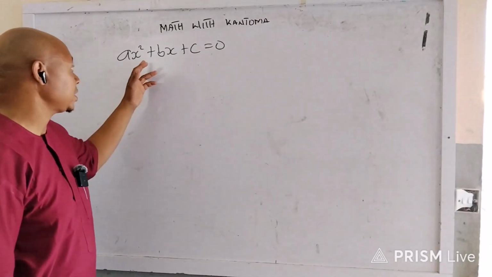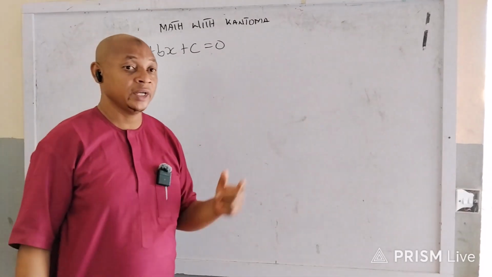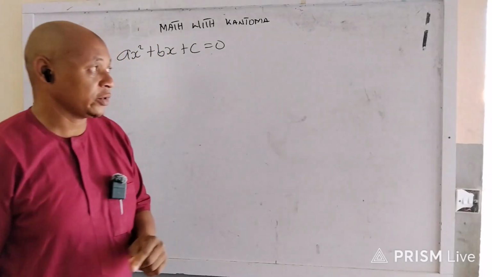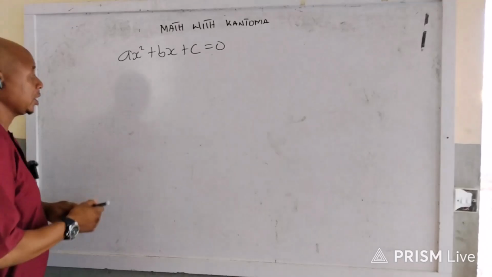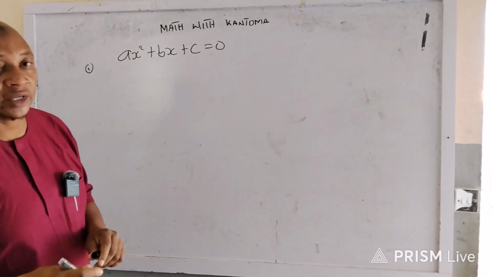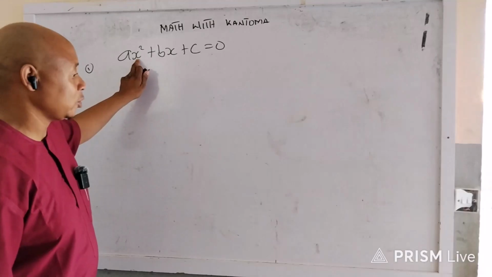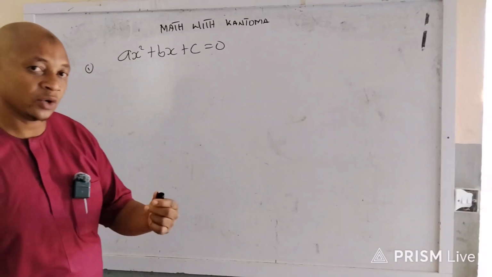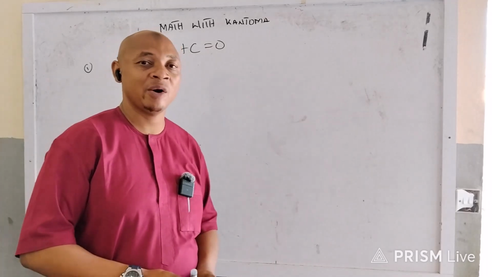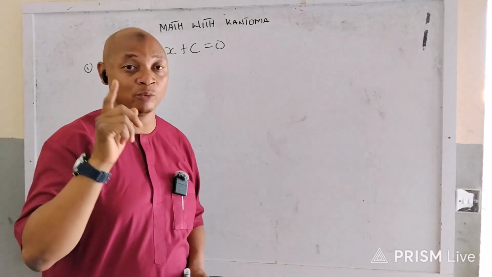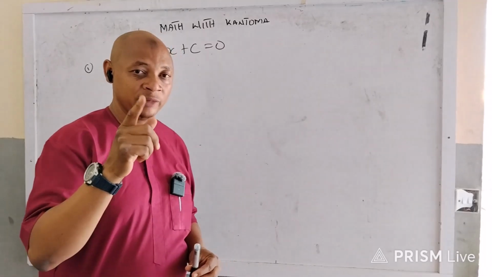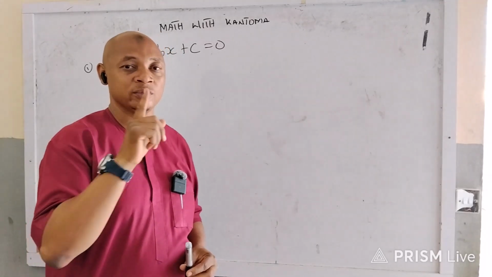So now, having this as a quadratic equation, I want to solve this problem using the completing the square method. How do we do it? The first thing to do in the completing the square method is to consider the highest power of x, which is x squared. If it has a coefficient, then we must divide through by that coefficient, meaning the highest power of x mustn't have a coefficient. The coefficient of that x squared must be equal to 1.